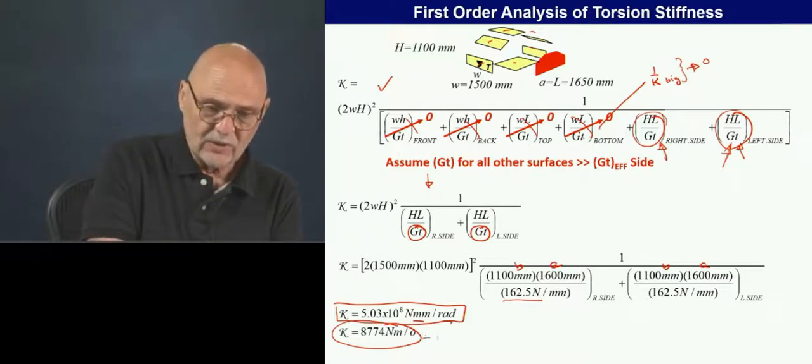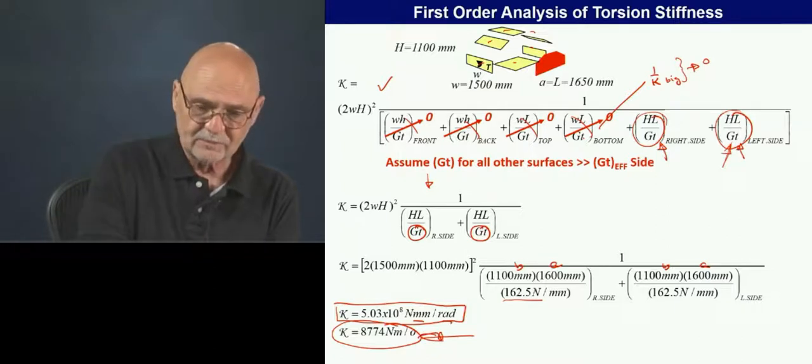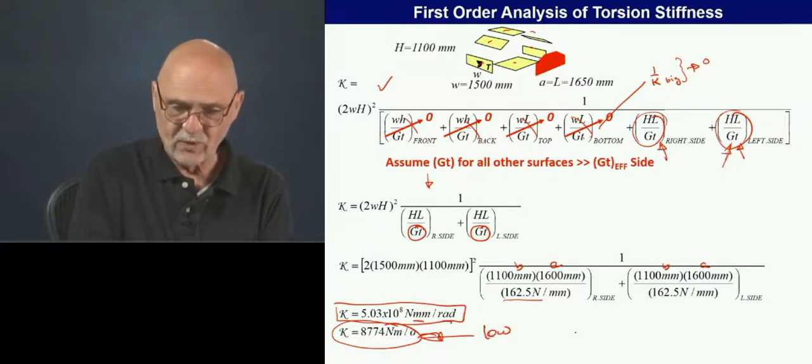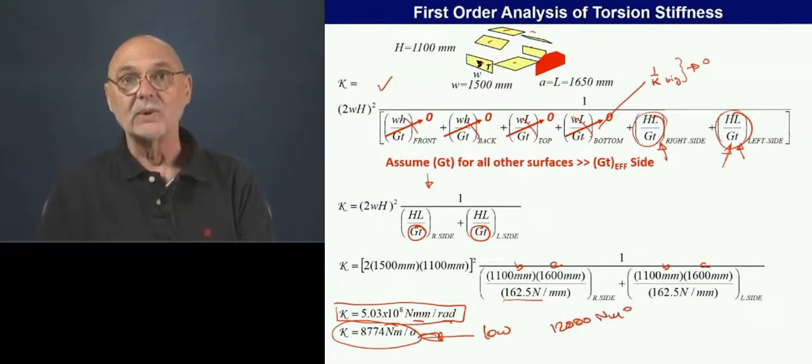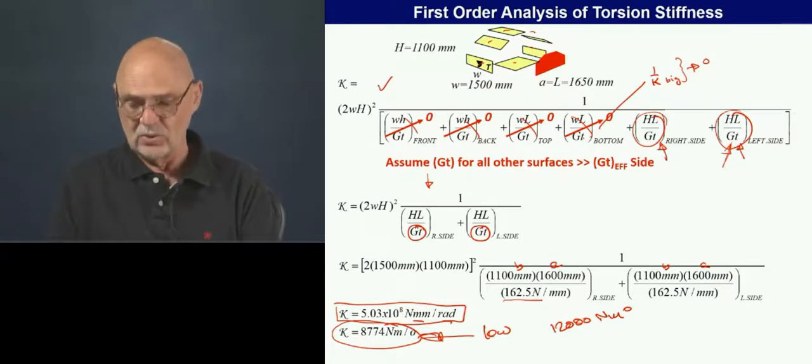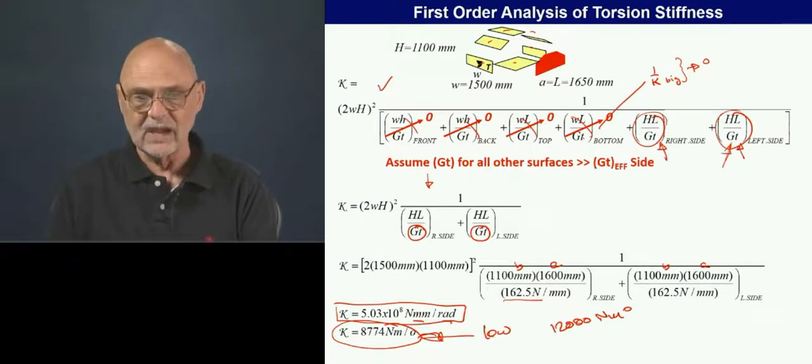So one thing I just want to note here is this is pretty low. We said before that our requirement was about 12,000 Newton meters per degree. So we need to improve things. So how would we do it if we wanted to concentrate on the side frame?